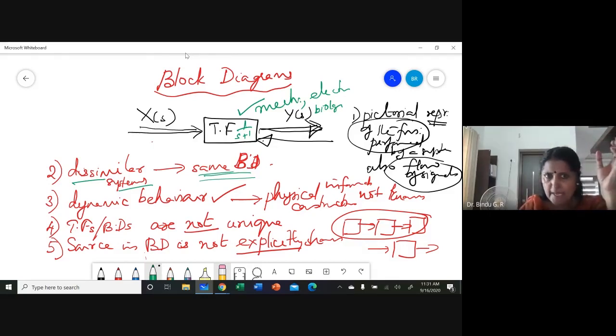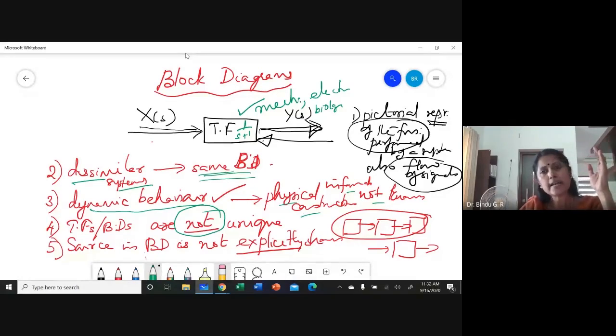The block diagram is useful because it provides the dynamic behavior of the system, but it doesn't give you any idea about the physical construction. Another thing is that the block diagrams, or the transfer functions for that matter, are not unique at all. The same system can have different kinds of block diagrams, and the source in the block diagram is not explicitly shown. These are the things regarding block diagrams that I want to tell you. Except for the pictorial representation, these are all equally applicable as limitations or characteristics of the transfer function as well.